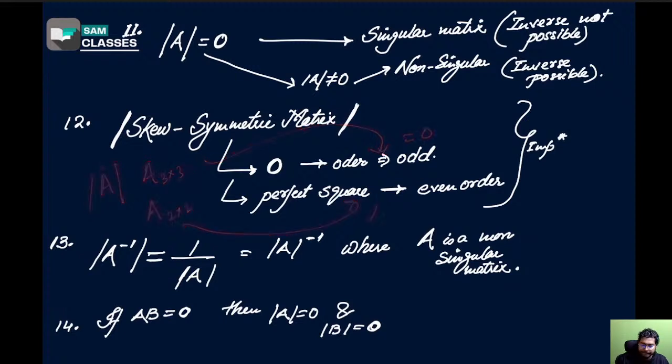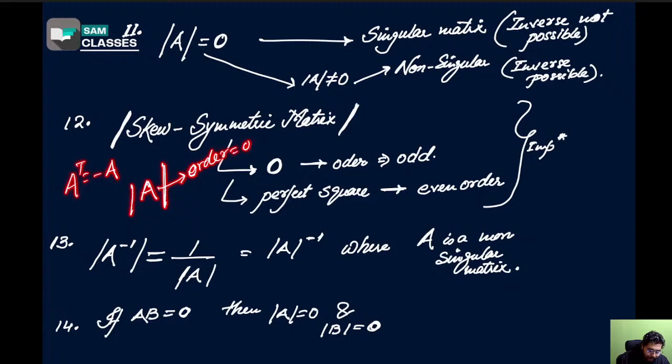Let's say I have taken A, and A is skew-symmetric. If the order of A is 2 cross 2, then it will give me a perfect square. And if the order of A is 3 cross 3, it will give me a value 0 directly. Clear? If I know A transpose is equal to minus A, meaning skew-symmetric, and the order is odd, like 3, then directly I can say det of A is equal to 0. And if the order is even, it will give me a perfect square. Clear, everyone? Any doubt, anybody?